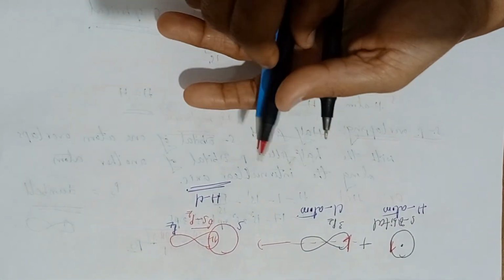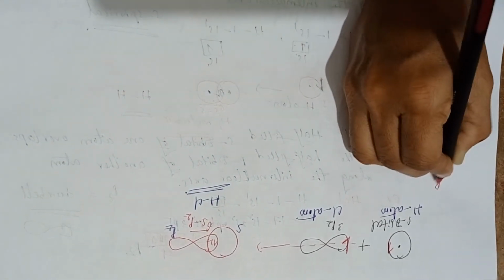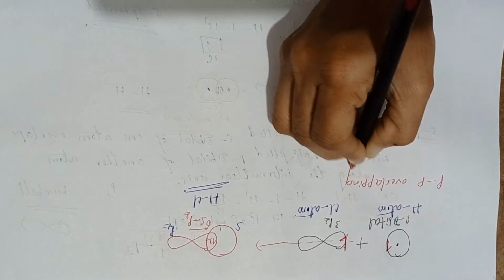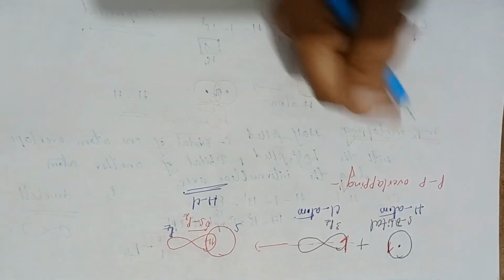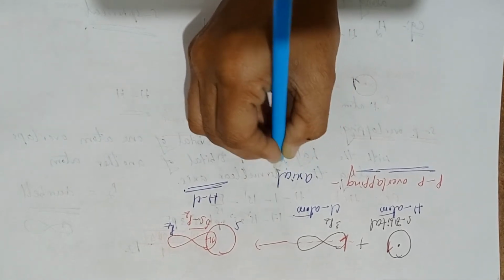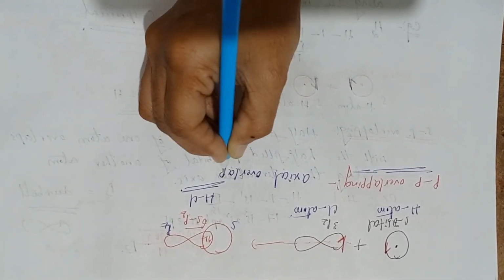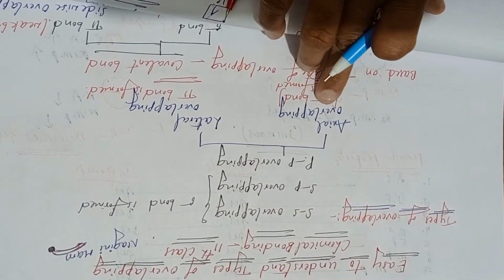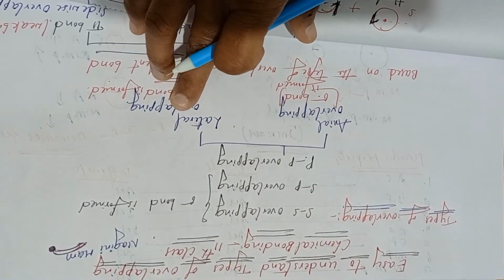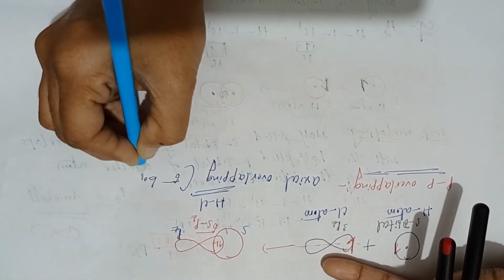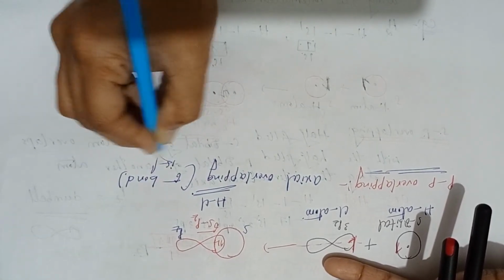Are you clear? Now I am going to discuss pp overlapping. In pp overlapping, students, I already told you there are two types. First one is axial overlapping, and the next one is lateral overlapping. First I will discuss axial overlapping. Because of axial overlapping also, which bond is formed? Only a sigma bond is formed.